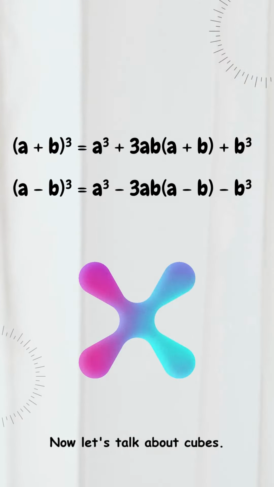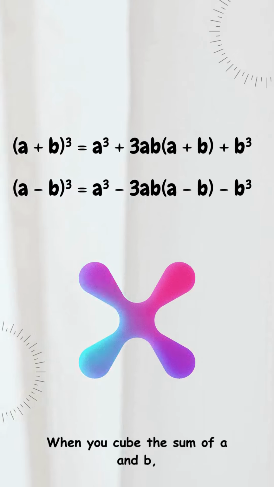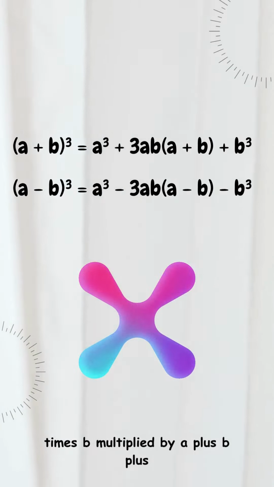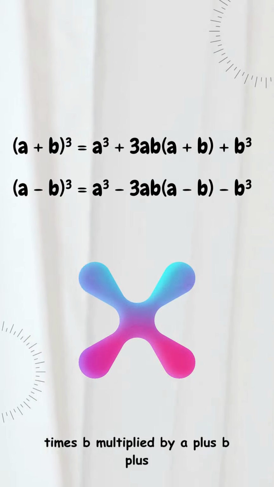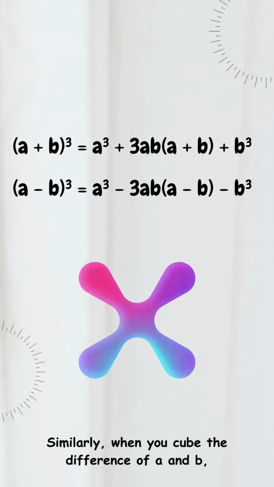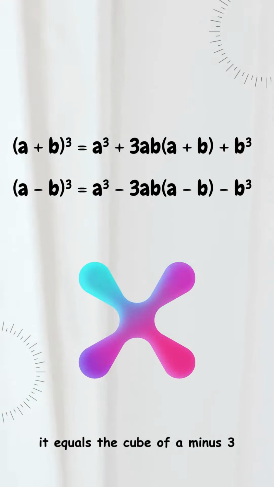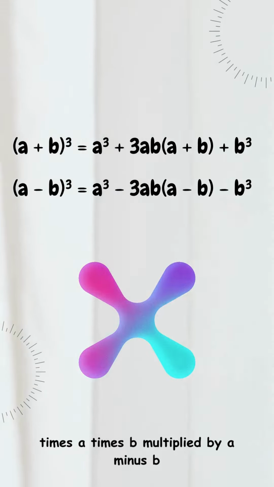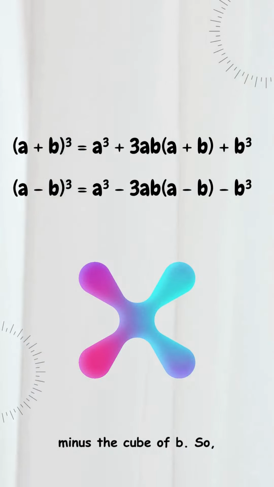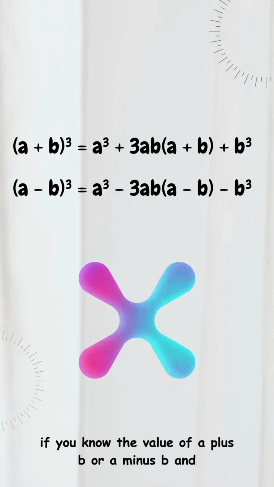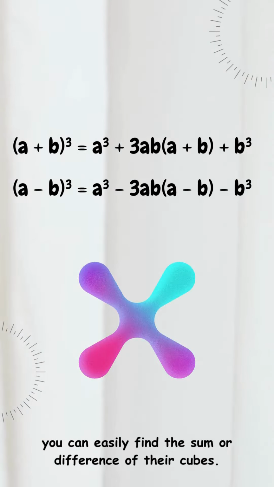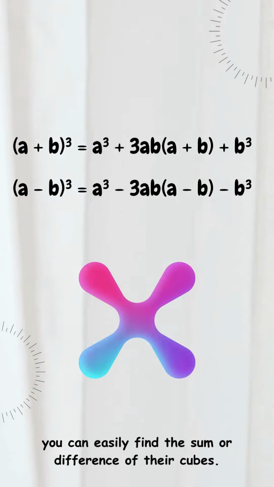Now let's talk about cubes. When you cube the sum of a and b, it equals the cube of a, plus 3 times a times b multiplied by a plus b, plus the cube of b. Similarly, when you cube the difference of a and b, it equals the cube of a, minus 3 times a times b multiplied by a minus b, minus the cube of b. So, if you know the value of a plus b or a minus b and also the product of a and b, you can easily find the sum or difference of their cubes.